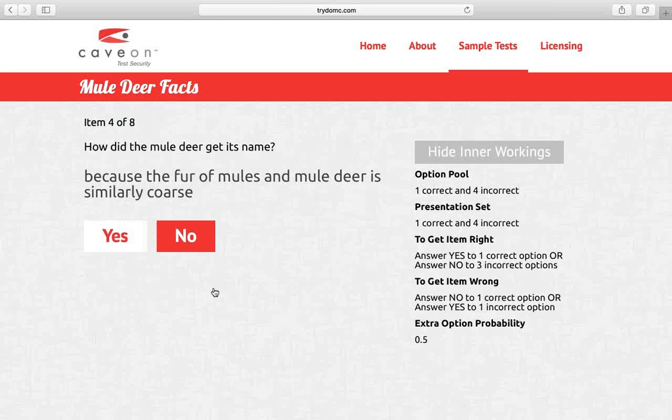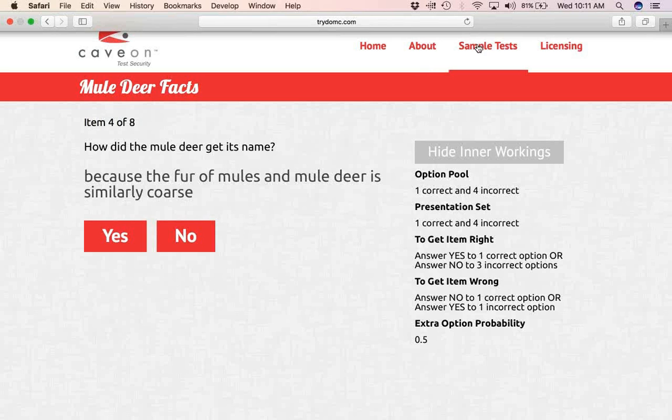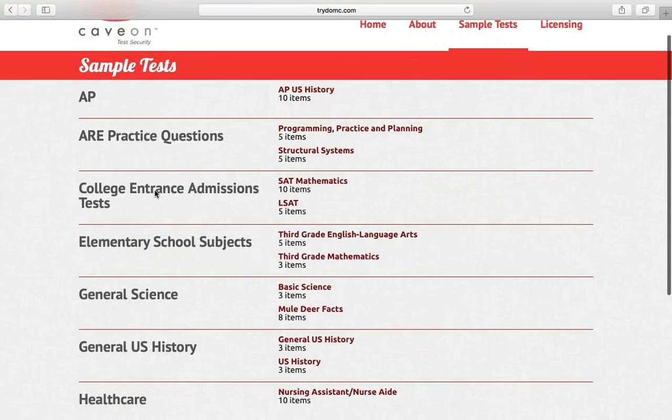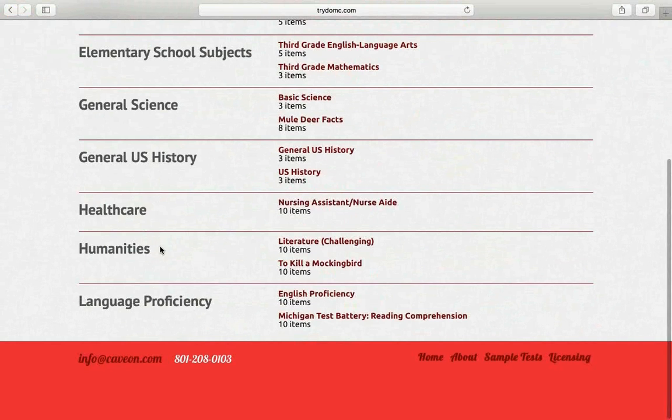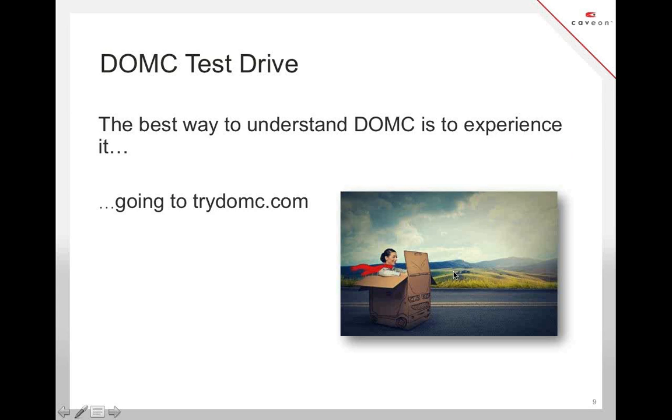I'm going to go out of the sample test, but I just wanted to say there are sample tests in architecture, college entrance, elementary subjects, healthcare, language proficiency, history, and so on. I hope that gave you a little better idea of how DOMC operates. It really will not be great until you go do it yourself and get that feeling for it. And don't forget to hit the inner workings button to find out what each item is composed of and how it's scored.